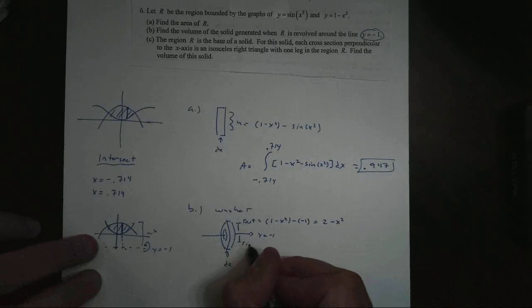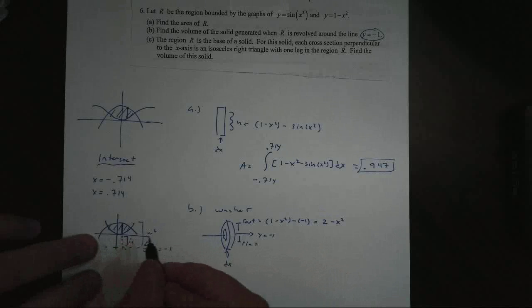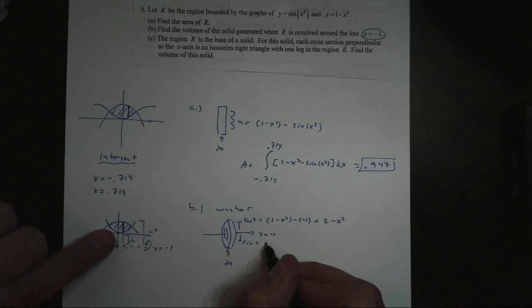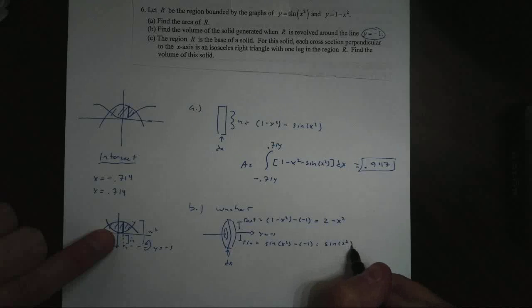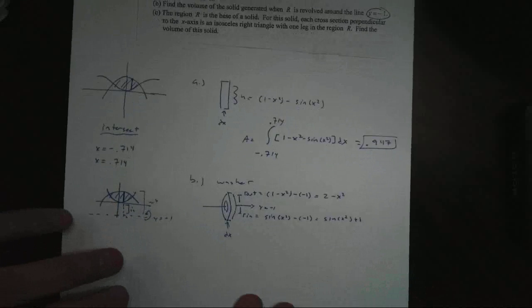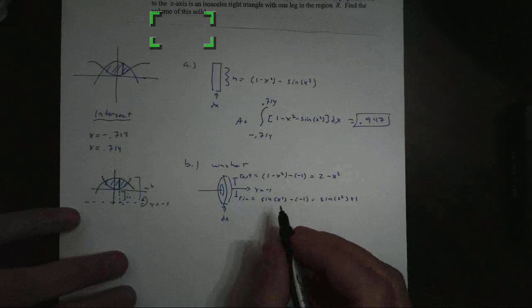To get the radius of the inside, that's this hole here, again top minus bottom, which is sine of x squared minus a negative 1. So I get sine of x squared plus 1. And now I'm just going to find the volume, which we're pretty good at doing now.